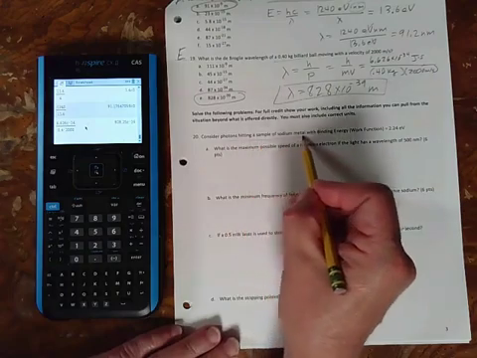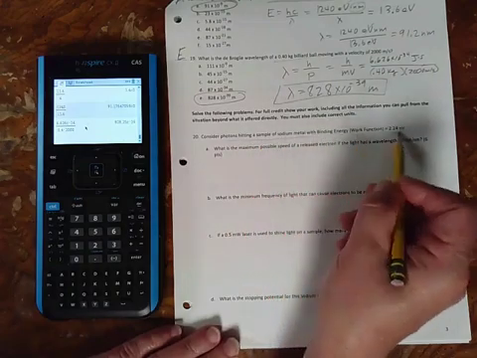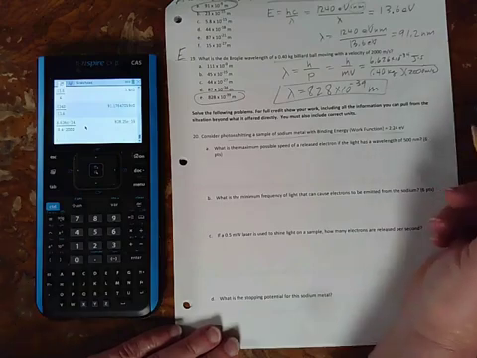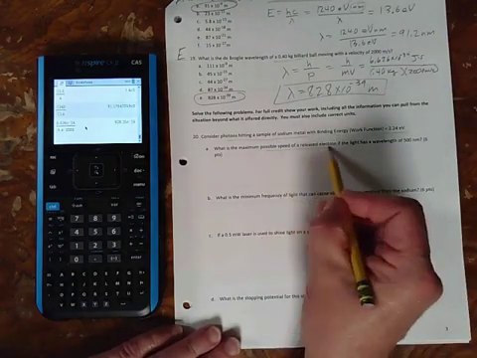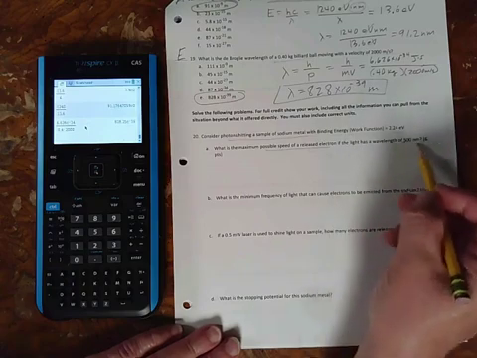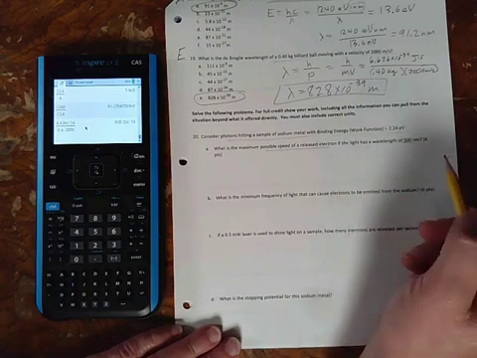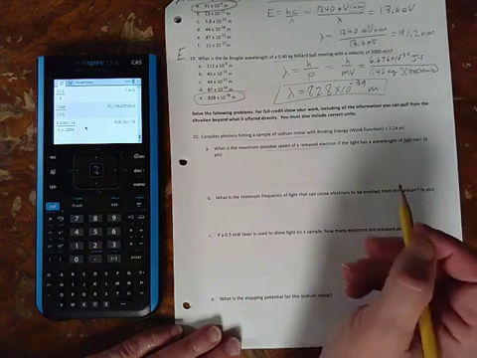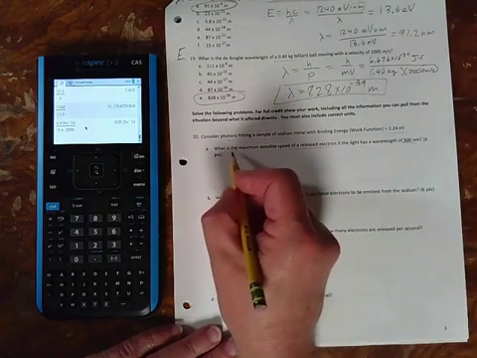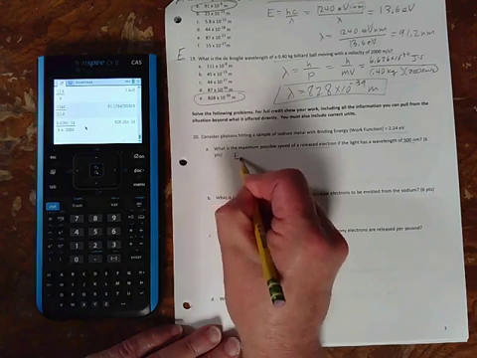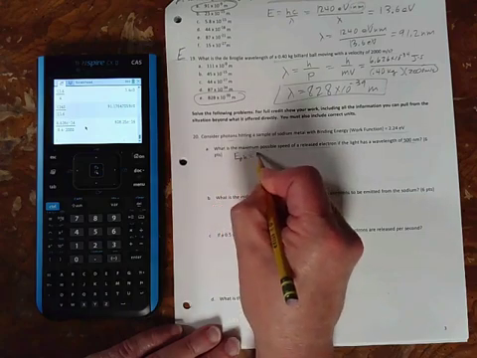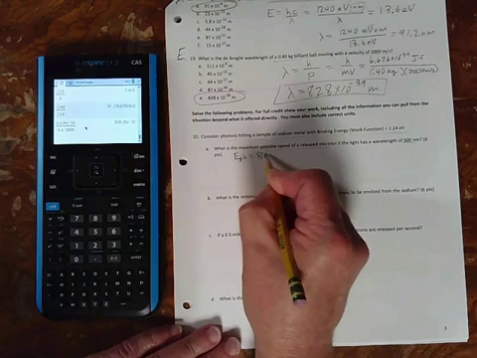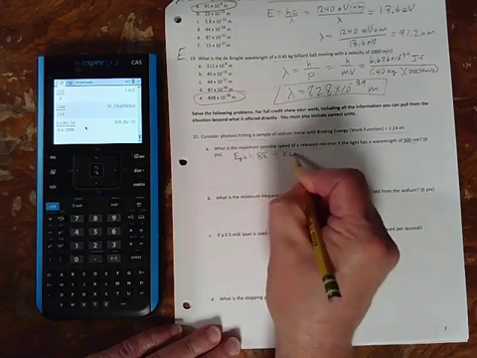A sample of sodium metal has a binding energy, also called work function, of 2.2 electron volts. What is the maximum possible speed of a released electron if the wavelength of the light is 500 nanometers? Okay, so we've got a few steps to do here. We're going to use E photon equals binding energy (work function) plus KE max.